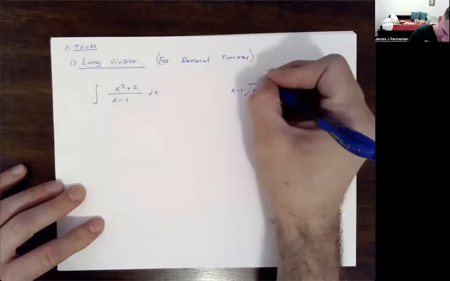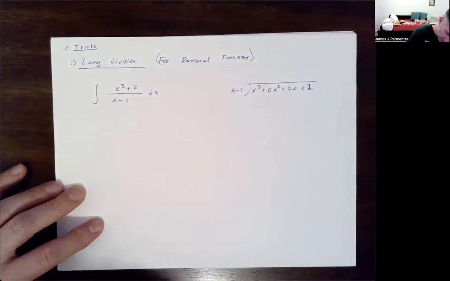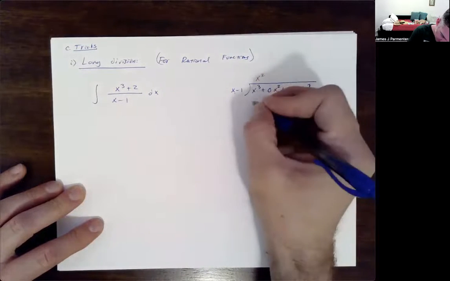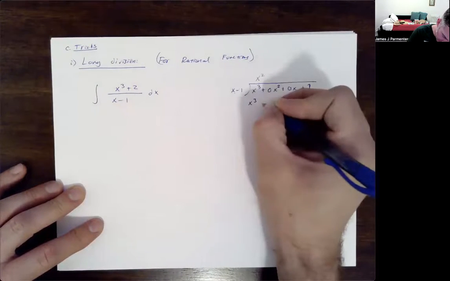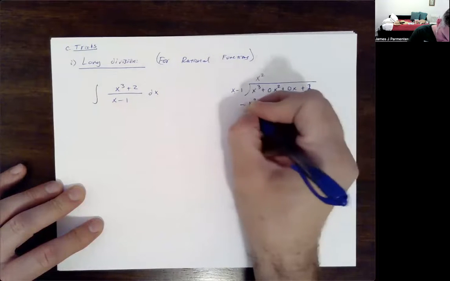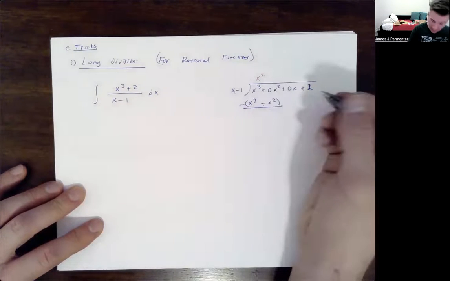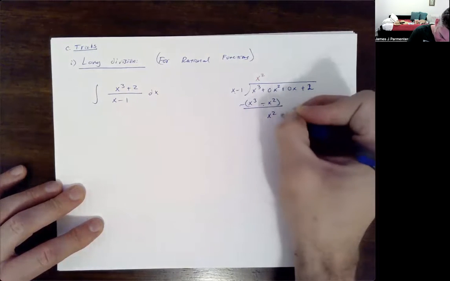x times, let's use a different color up here, x times x squared is going to give me x cubed. And the x squared times -1 is minus x squared. If we subtract, 0x squared minus x squared is 0x squared plus x squared, which is x squared. Bring down the next term.